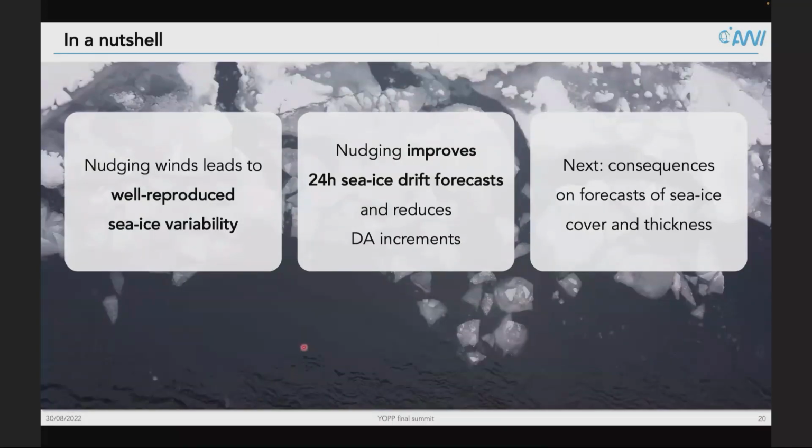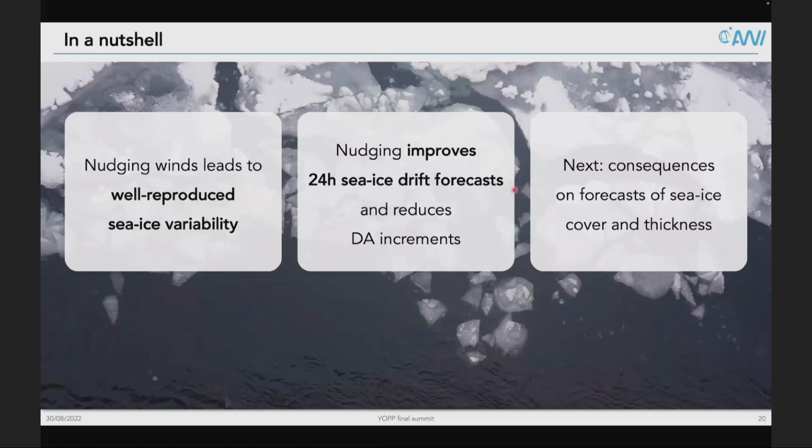So, in short, we find that spectral nudging has quite some potential for the improvement of sea ice forecast initialization. We first checked that spectrally nudging the winds in particular led to quite a good reproduction of sea ice variation and variability overall. And we saw that the nudging was also reducing the data assimilation increments in our forecast system and also improved the 24-hour sea ice drift forecast.